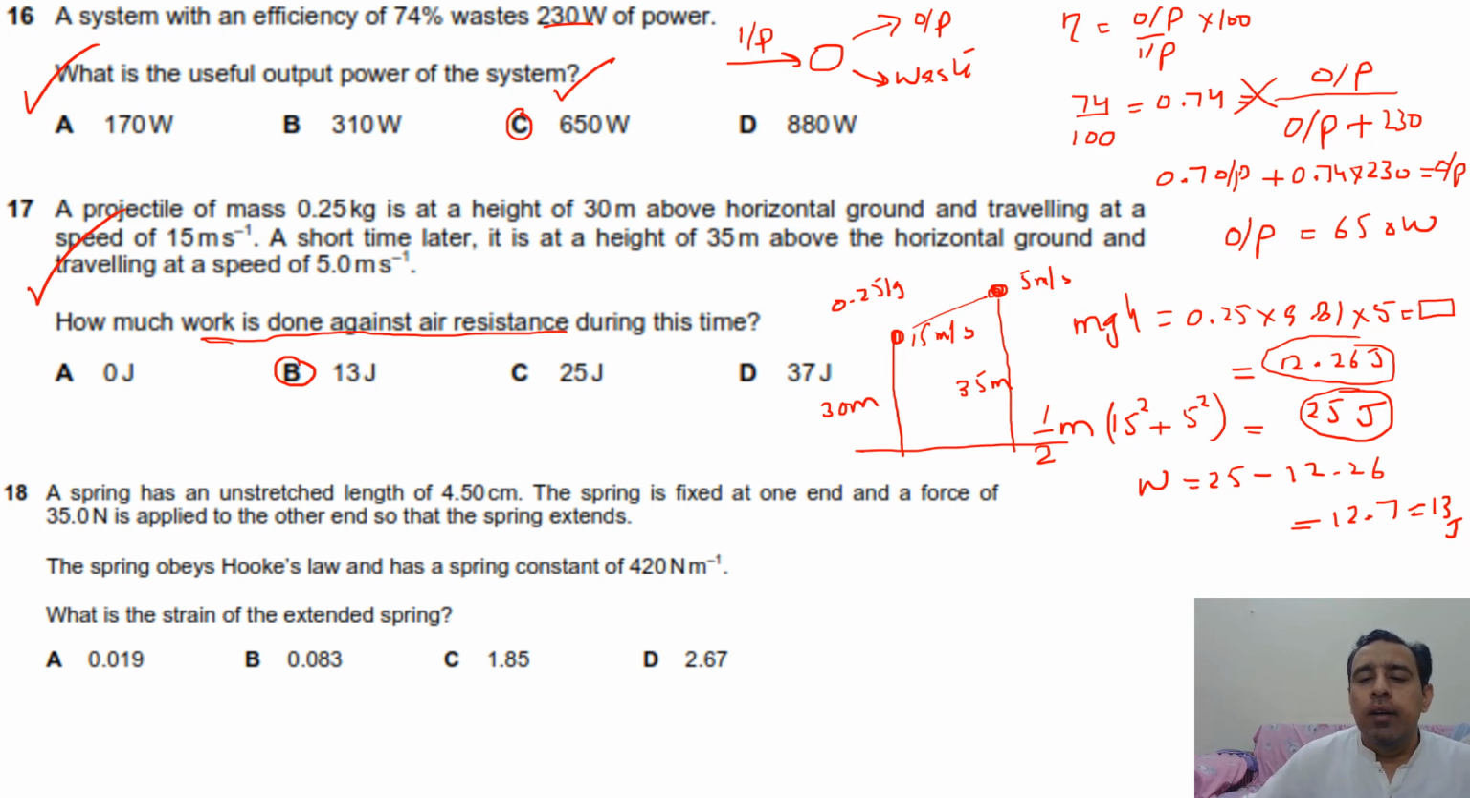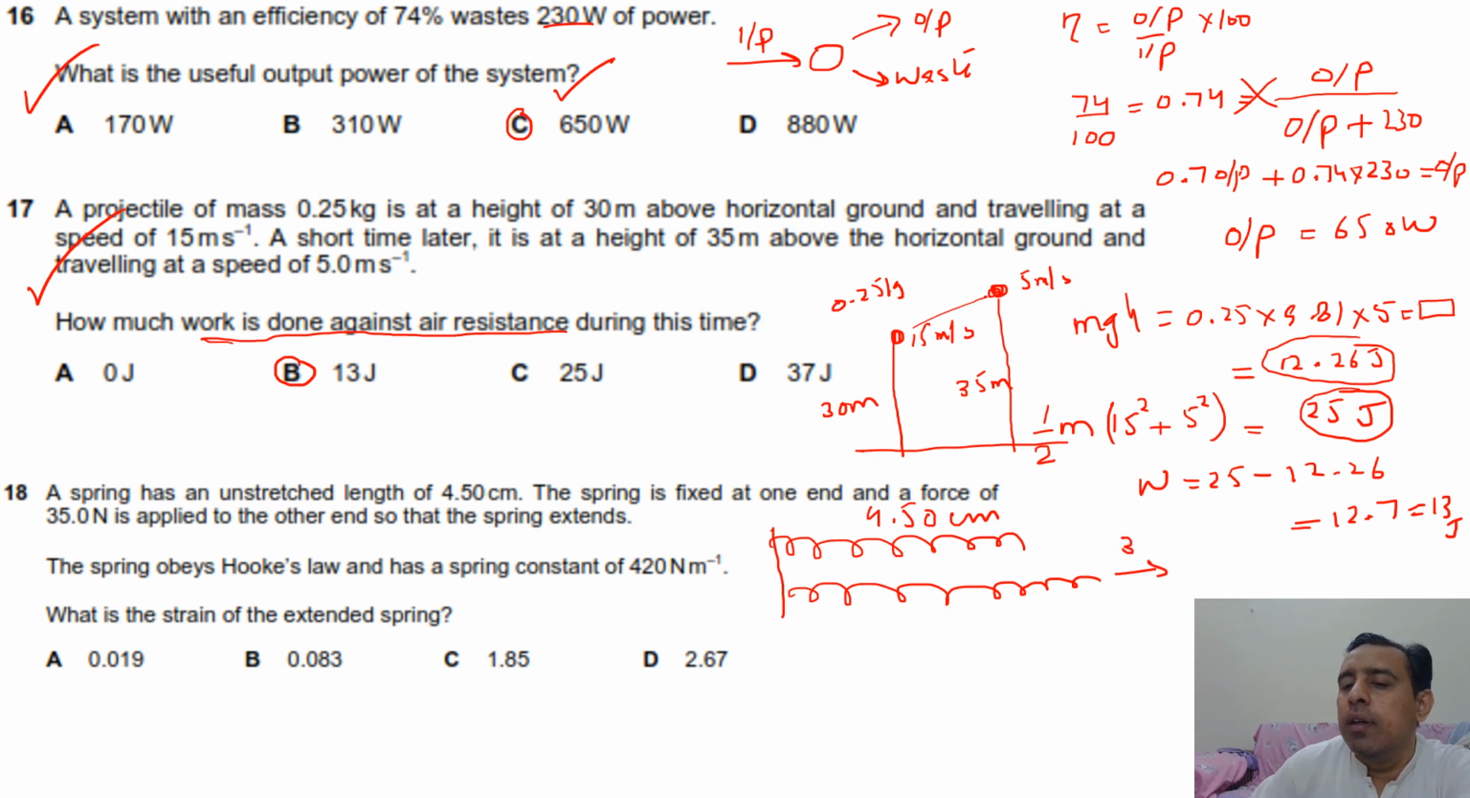Now look at this question number 18. Here we have a spring which is unstretched. The spring is like this one. It was initially unstretched and its length is 4.5 centimeter. A spring is fixed with one end from this side, and there's a force applied on it, and this force is 35 Newton, and there is definitely some extension in the spring. It follows Hooke's law, meaning this is going to extend within the elastic limit, and the spring constant is given.